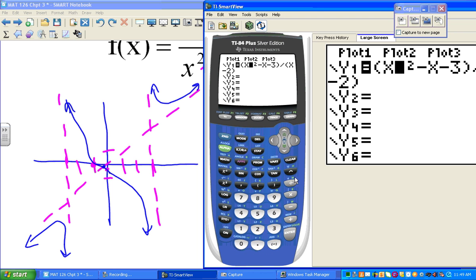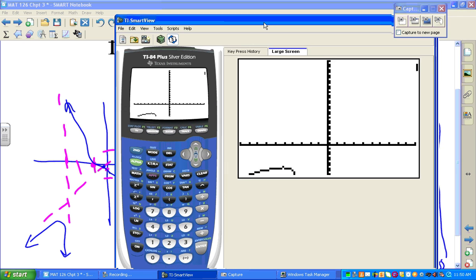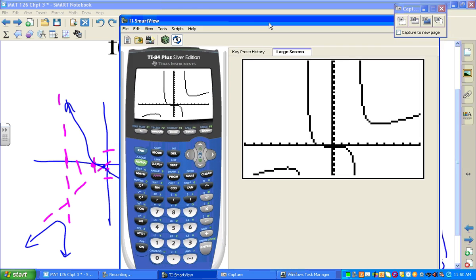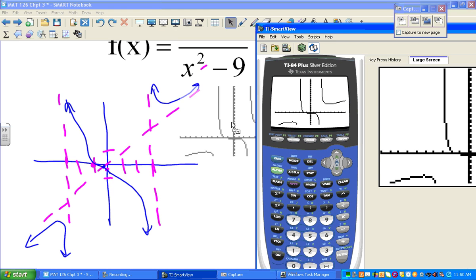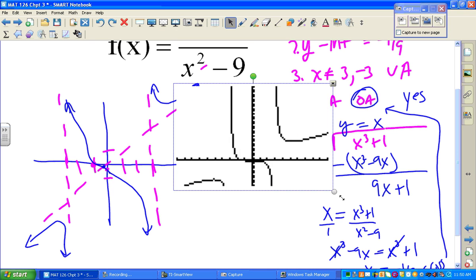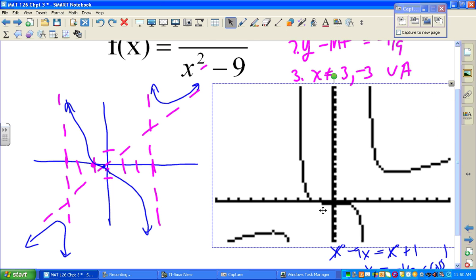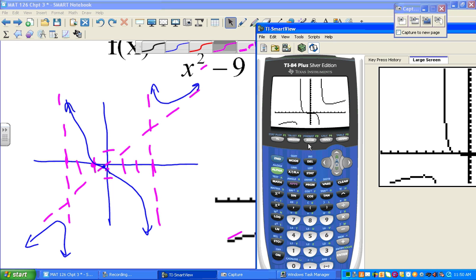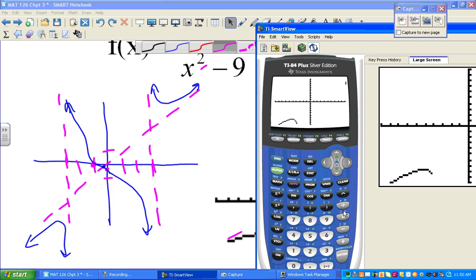x cubed, x caret 3 plus 1, divided by x squared minus 9. Delete and graph. There's the bottom, there's the cubic action, and there's it going back up top. Okay? Yeah, so it looks pretty good. And yeah, we got the oblique asymptote on here, y equals x. Oh, I'm not zoom standard. That's why it looks so funny. Zoom 6. There we go.